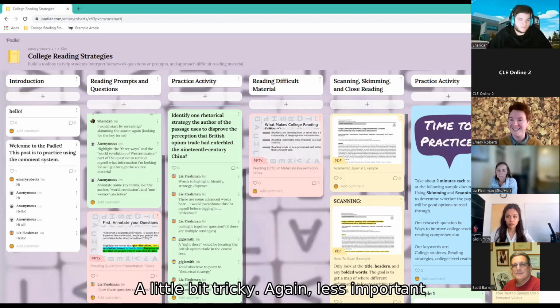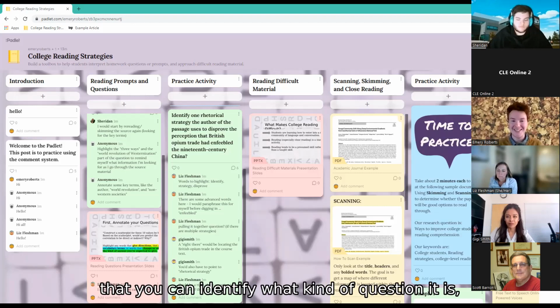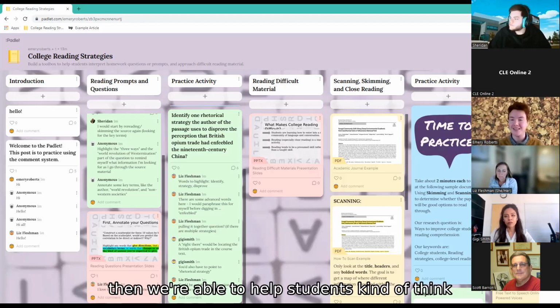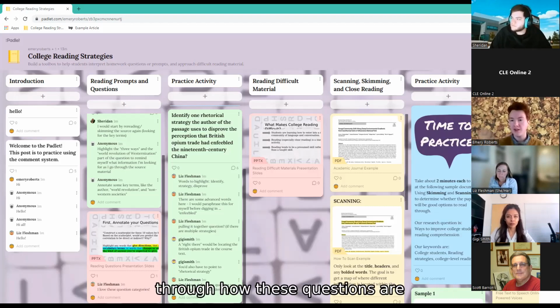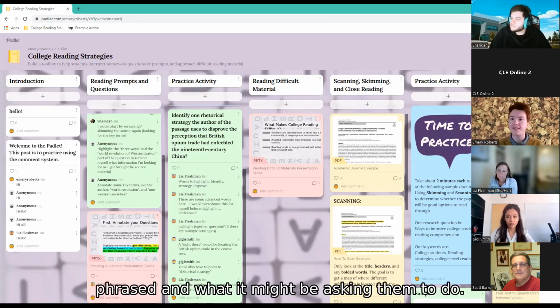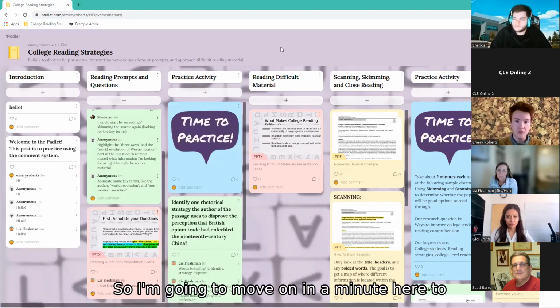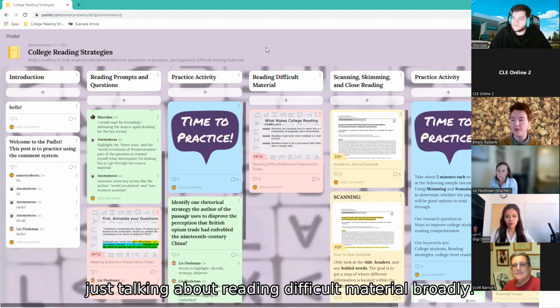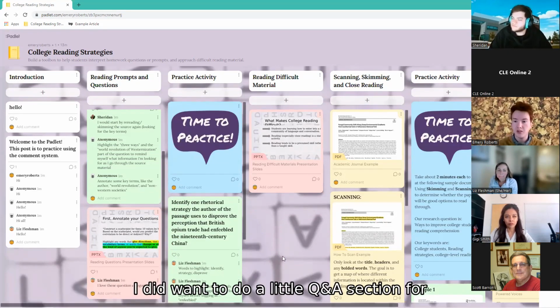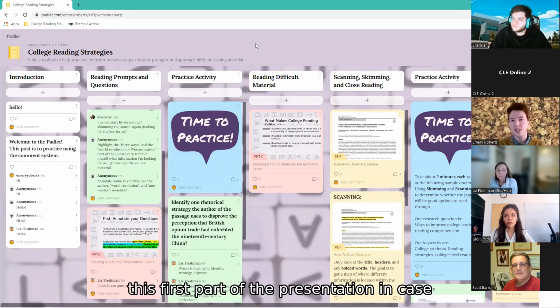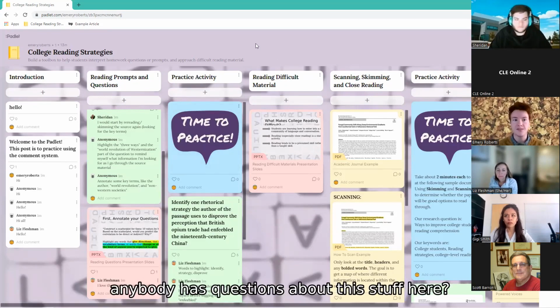A little bit tricky. Again, it's less important that you can identify what kind of question it is than that we're able to help students think through how these questions are phrased and what they might be asking them to do. So I'm going to move on in a minute to talking about reading difficult material broadly. I did want to do a little Q&A section for this first part of the presentation in case anybody has questions about this stuff.